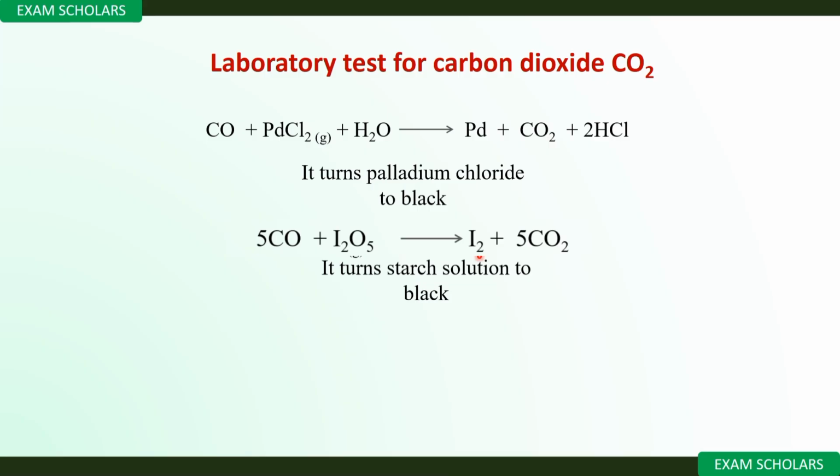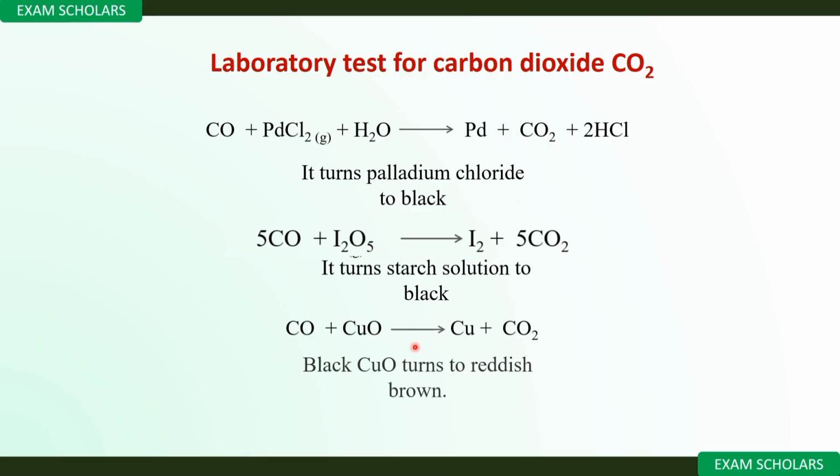It's a reducing agent. You see, CO is a what? A reducing agent, not an oxidizing agent. Now this CO will also reduce copper(II) oxide to copper, and that is why it is used in metallurgy. Black CuO turns to reddish brown. That is a test for carbon monoxide.